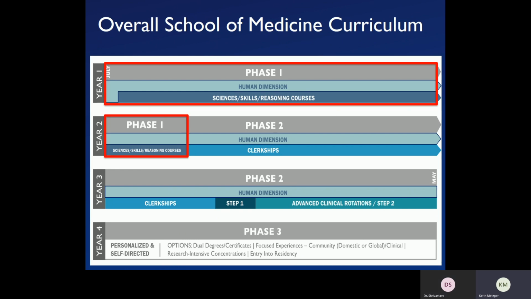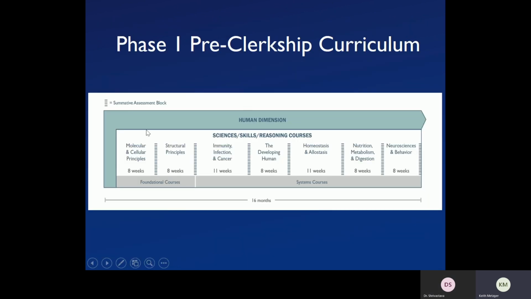Okay. So there's phase one, like I said, and let's kind of focus in on that. Phase one is 16 months, and there's the human dimension course up above, and then each of those sciences, skills, and reasoning courses. And we start with 2 foundational courses, molecular and cellular principles. The students are right there. These barred lines are the summative assessment blocks. So they have a large exam, an OSCE exam, and then they do some other kinds of testing. So they're getting ready to take those exams, and they're, as you would expect, a little stressed out about that.